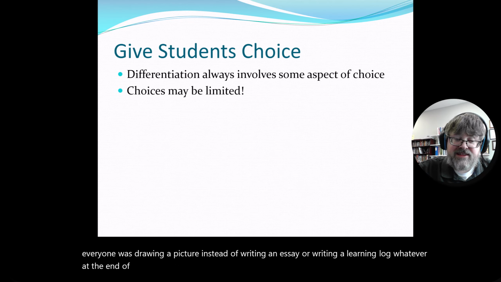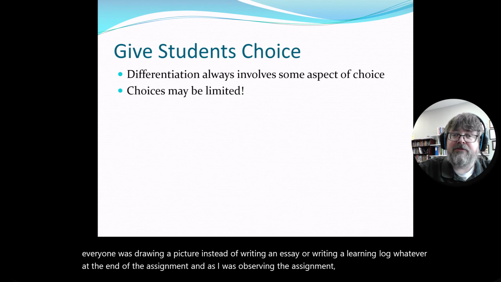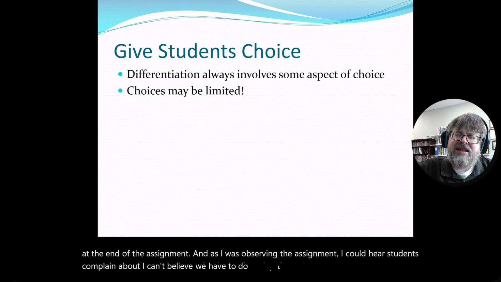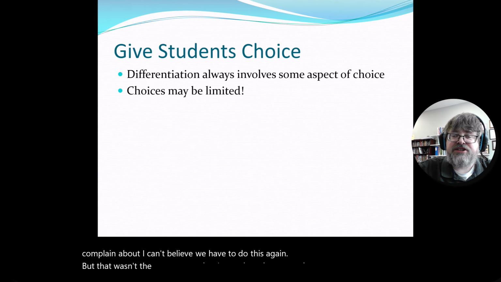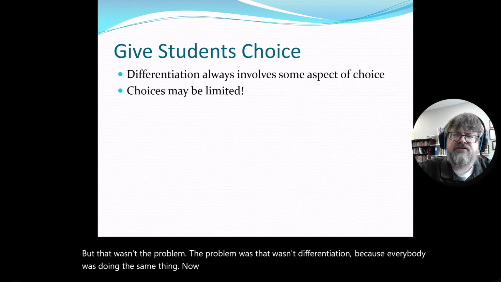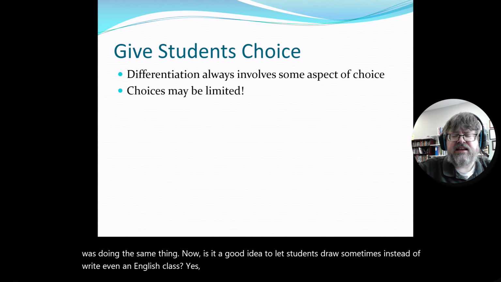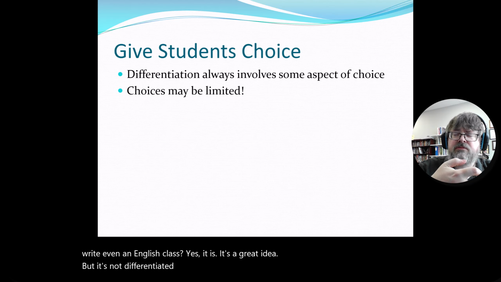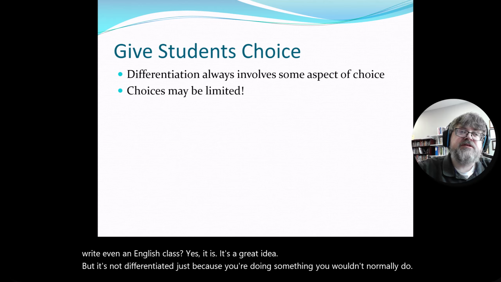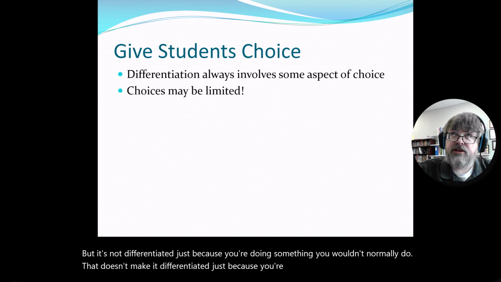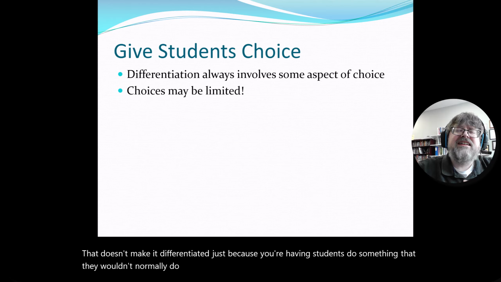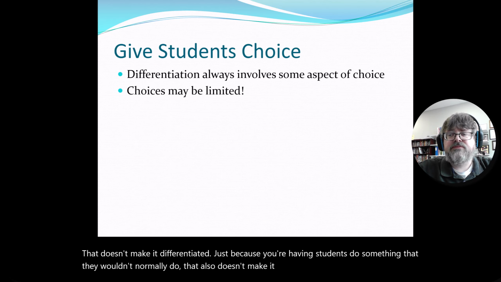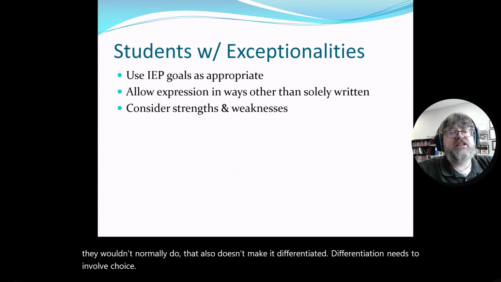As I was observing the assignment, I could hear students complain, I can't believe we have to do this again. But that wasn't the problem. The problem was that it wasn't differentiation because everybody was doing the same thing. Now, is it a good idea to let students draw sometimes instead of write, even in English class? Yes, it is. It's a great idea, but it's not differentiated. Just because you're doing something you wouldn't normally do, that doesn't make it differentiated. Just because you're having students do something that they wouldn't normally do, that also doesn't make it differentiated. Differentiation needs to involve choice for most types of differentiation.